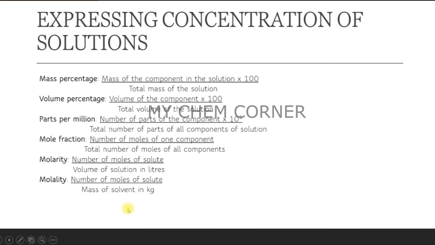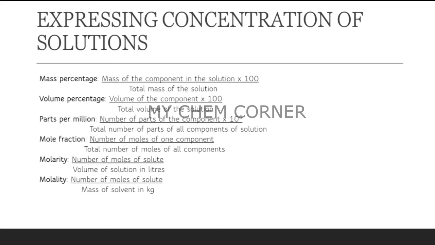So there are two things to be taken care of when you have molarity or molality. Molarity is for volume, molality is for mass. Molarity is looking at volume of solution, the entire thing together, whereas molality is talking about just the mass of solvent. Alright. In molarity, the volume has to be in liters. In molality, the mass has to be in kilogram.